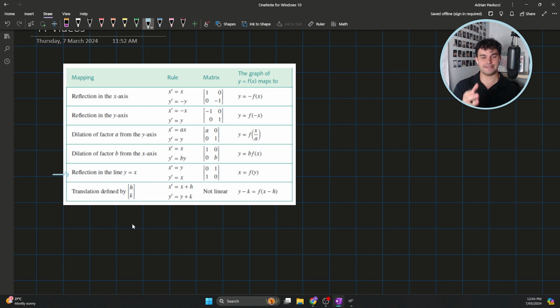The first column is the mapping. So that's what's actually going on in terms of the transformation that's being applied. Then we have the rule. So as we should know, x dashed is the transformed version of x. Y dashed is the transformed version of y. So these have algebraic representations that go along with them. Again, I'm not going to show you in this video how they're actually applied. Feel free to head to the transformations whiteboard video to see that.